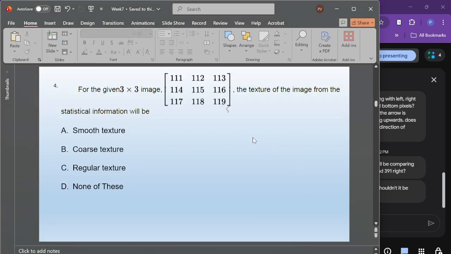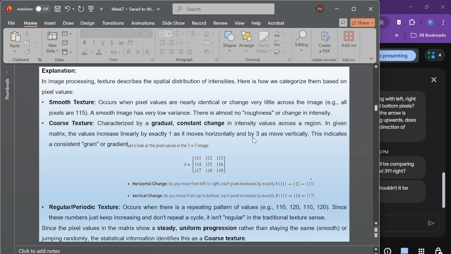Okay, so let's see the solution here. In image processing, texture describes the spatial distribution of the intensities. So here is how we categorize them based on the pixel value. The first one is the smooth texture. The smooth texture occurs when the pixel values are nearly identical or change very little across the image, for example, all pixel values are 115. A smooth image has a very low variance and there is almost no roughness or change in the intensity. So this is called the smooth texture.